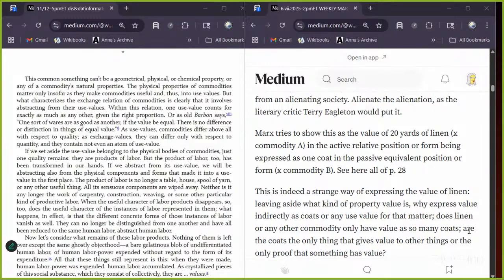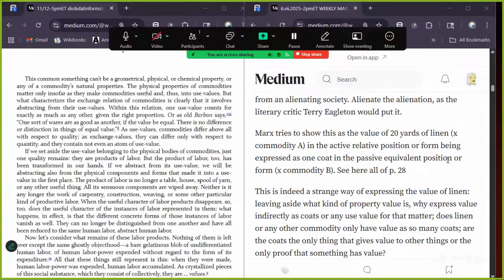They talk about the Hearst mining building. Anyway, Marx tries to show this as the value of 20 yards of linen, X amount of commodity A, in the active relation, relative position, or form, being expressed as one coat in the passive equivalent position or form, that is X commodity B.